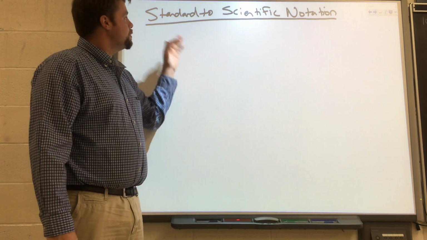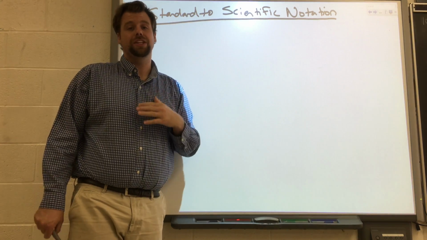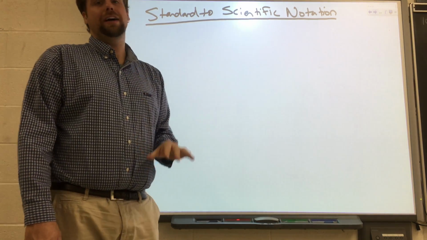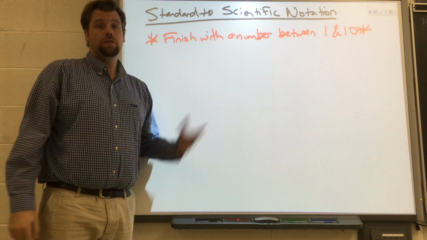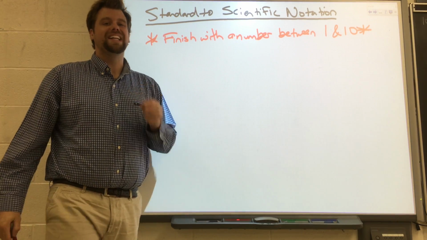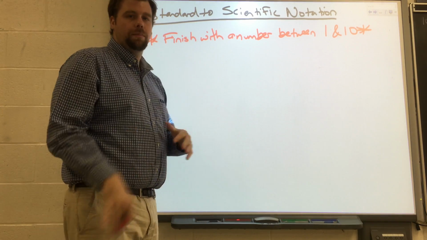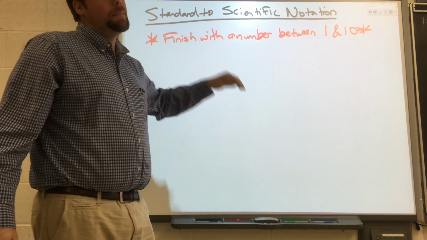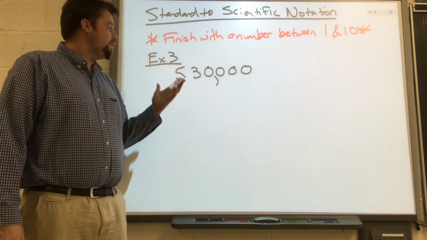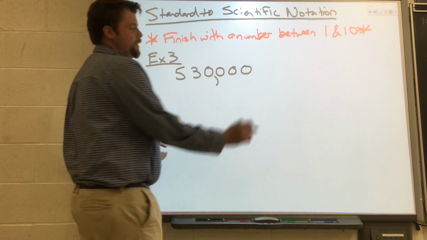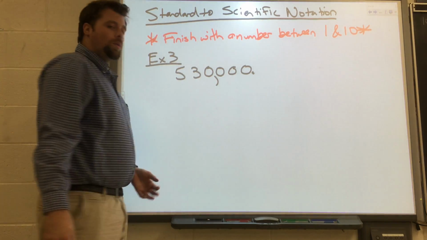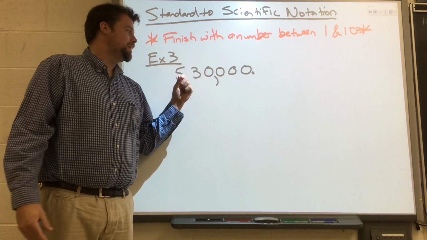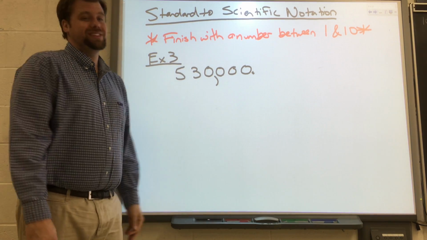All right, now we're going from standard form to scientific notation. When doing this, you always have to remember this one rule. Finish with a number between 1 and 10. I always want my ending number to be between 1 and 10. All right, so let's start with a really big number. We have 530,000. Right now, the decimal place is right here. What I want to do is move it until I get a number between 1 and 10.